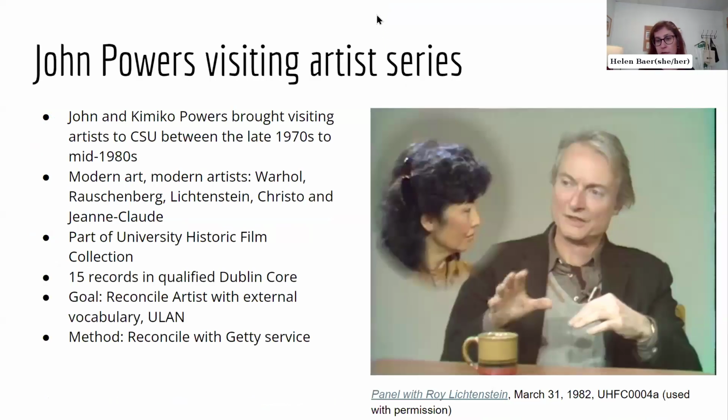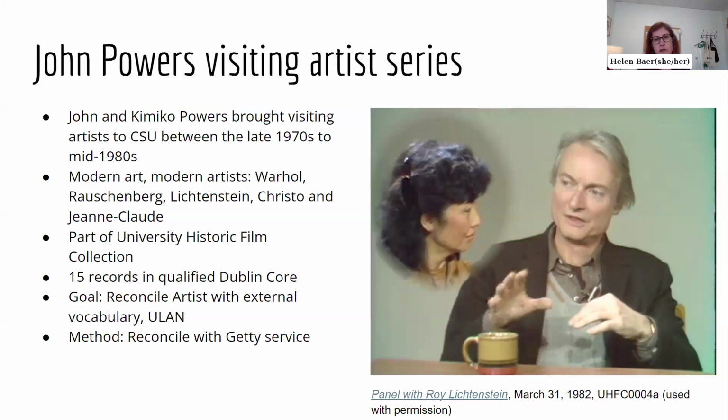So what I'm going to do now is introduce the data set that we'll be looking at first today. It's a series of videos of visiting artists who came to CSU in the late 70s and 80s and gave panel discussions, lectures, met with students, that kind of thing. They were brought to campus by John and Kimiko Powers, who were big art fans and philanthropists. Hard to say that word today. And these were really big names. The Powerses were very well connected, so they were able to bring people like Andy Warhol and Roy Lichtenstein to our campus here. These videos are part of a university historic film collection.